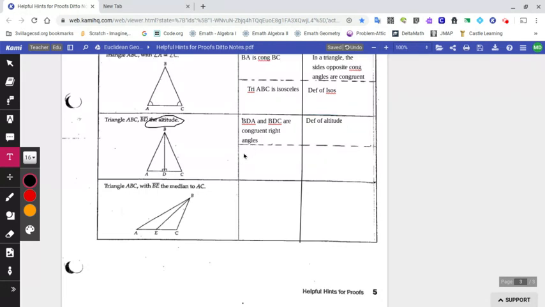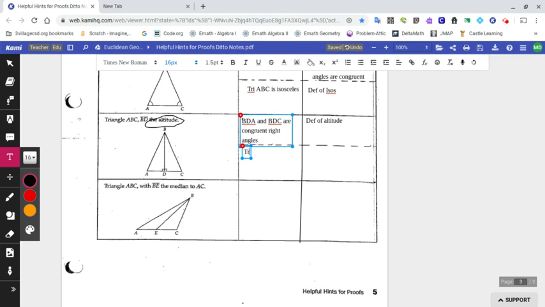I can also say triangles BDA and BDC are right triangles. That's by definition of right triangle. They're right triangles with a right angle in them. Up here, I said they were right angles. That makes those two right triangles.